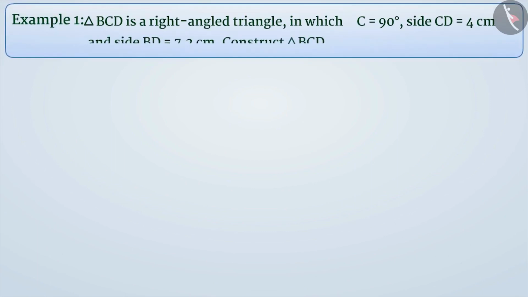Triangle BCD is a right-angled triangle in which angle C is equal to 90 degrees, side CD is equal to 4 cm and side BD is equal to 7.2 cm. Construct triangle BCD. Here, we have to construct triangle BCD. In triangle BCD, the measure of angle C is 90 degrees, the length of the side CD is 4 cm and the length of the side BD is 7.2 cm. Now, we will construct triangle BCD.